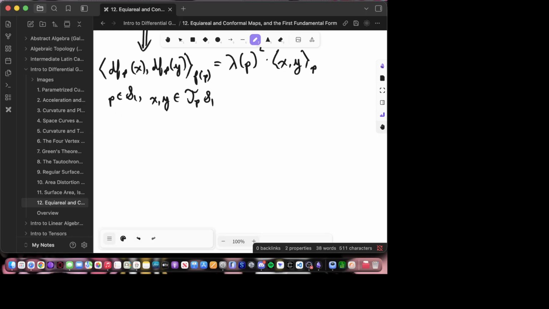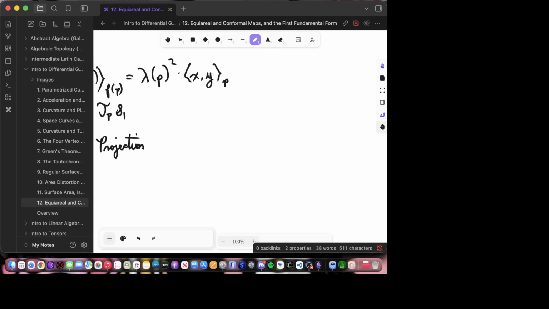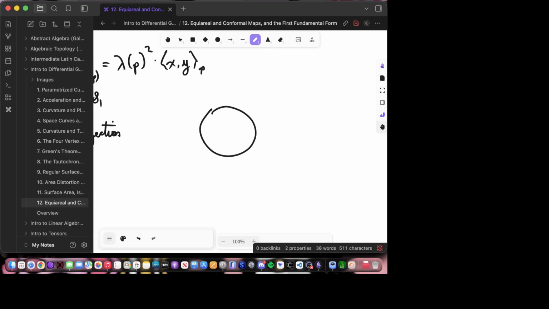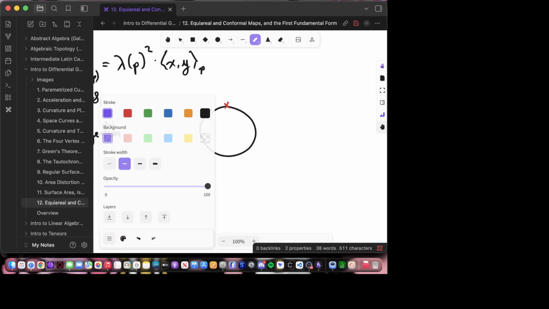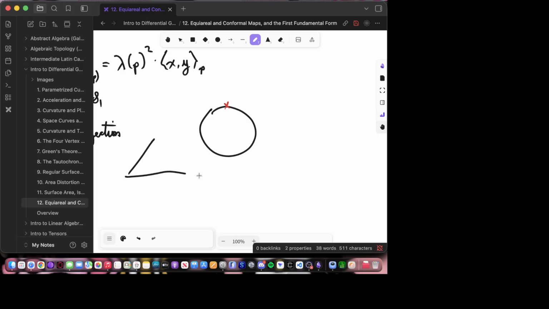So now let's talk about, oh, that is bad handwriting. A stereographic projection. So basically what it does is we have a sphere and we have a plane sitting just below it.